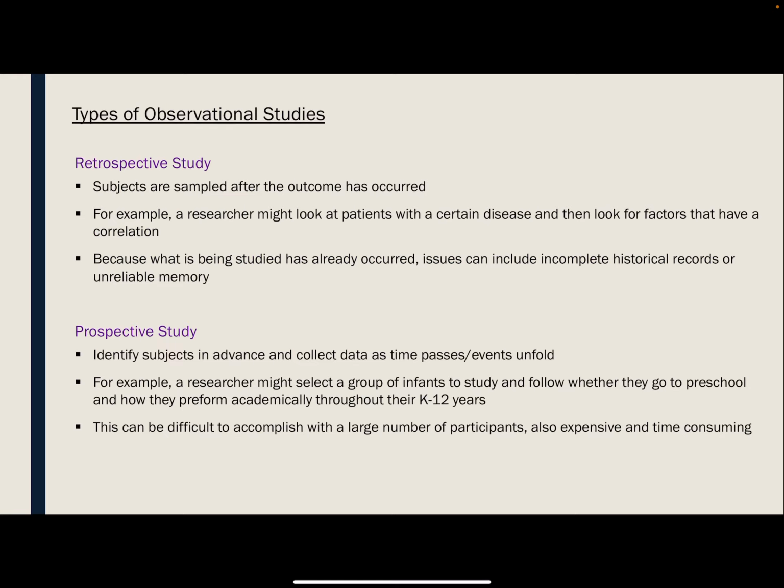With a prospective study, the researcher will identify the subjects and then they'll collect data on those subjects as time passes. So the data doesn't exist yet. So for example, a researcher might select a group of infants and then follow them from preschool throughout their K through 12 years and collect data. It can be difficult to do a prospective study if you have a large number of people. It's also expensive and very time-consuming.